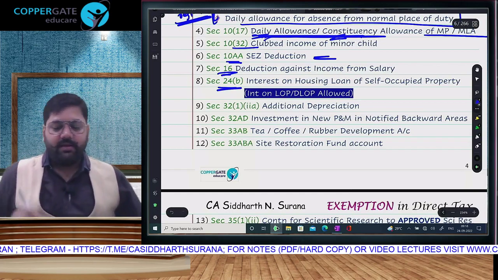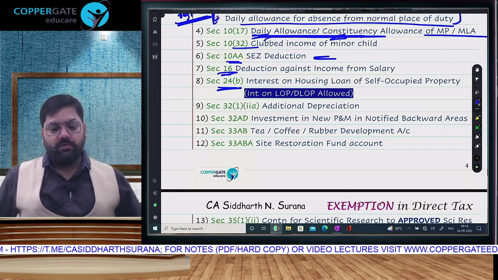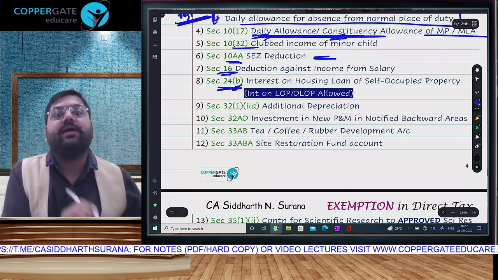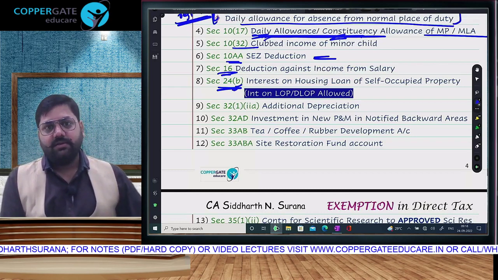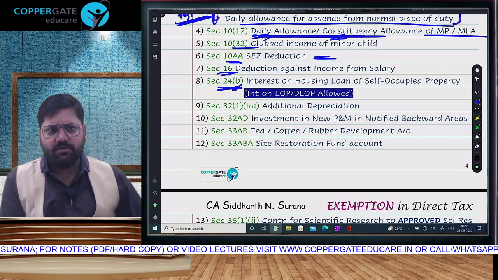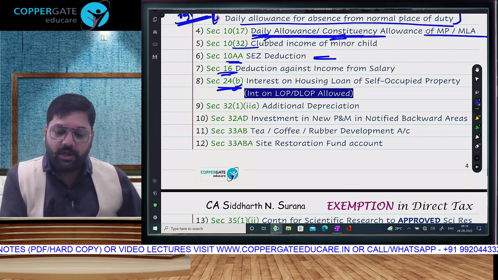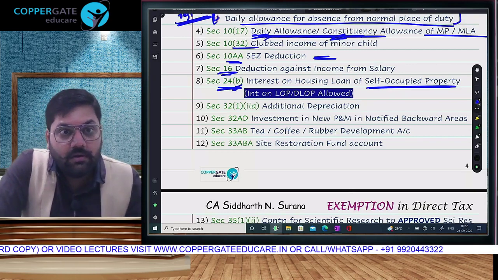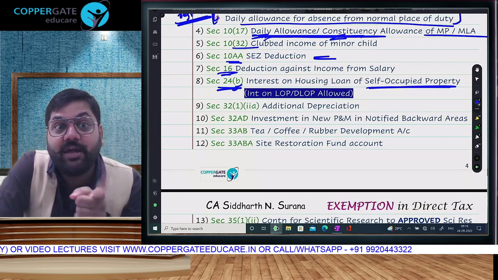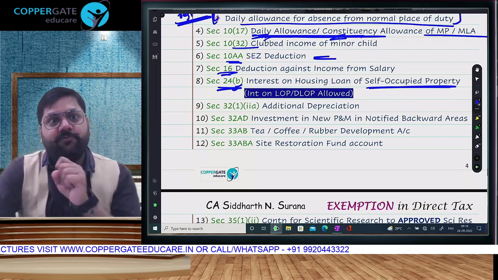In Section 24 we get deduction of interest on home loan. 24B is being discussed. 24A is standard deduction, 24B is interest. So it will come in house property, no? The deduction will be taught there. Here, what am I teaching you? If your property is self-occupied property, this is important to note. We are not denying the deduction for everyone. We are denying deduction only for your self-occupied property.